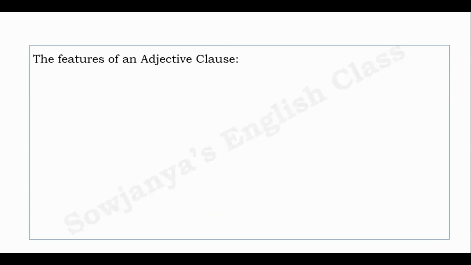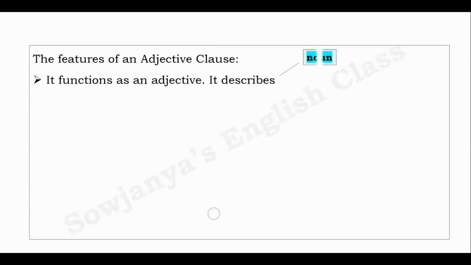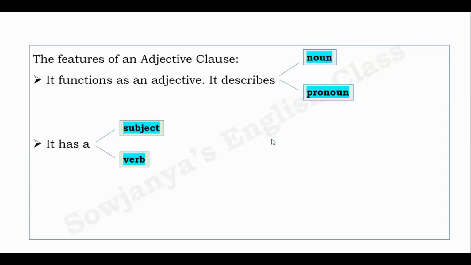The features of an adjective clause are: it functions as an adjective. What is the function of an adjective? It describes a noun or a pronoun in a sentence. Exactly like an adjective, even an adjective clause describes either a noun or a pronoun in a sentence. It has a subject and a verb. Okay, like any other dependent clause, it has a subject and it has a verb as well.